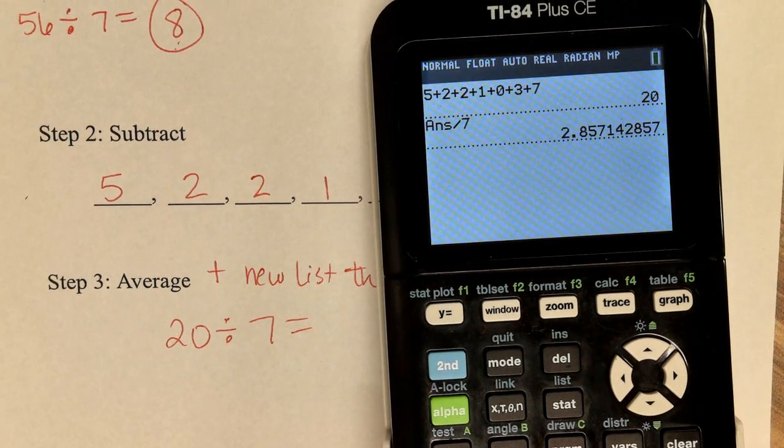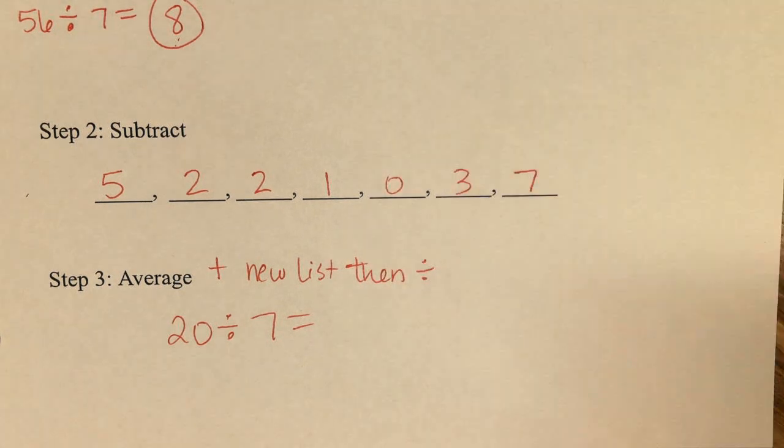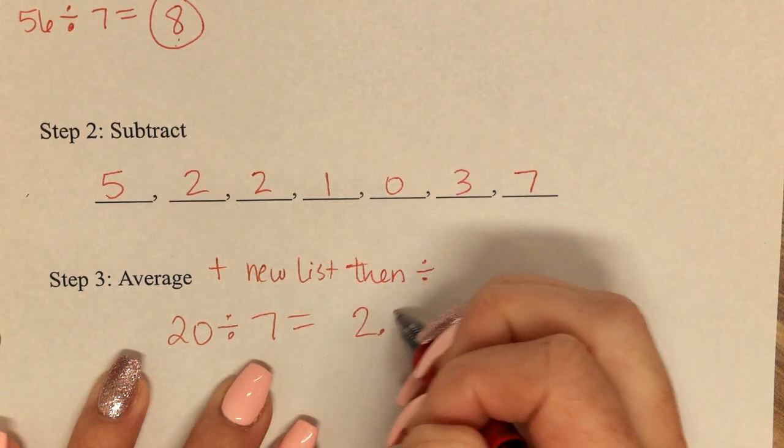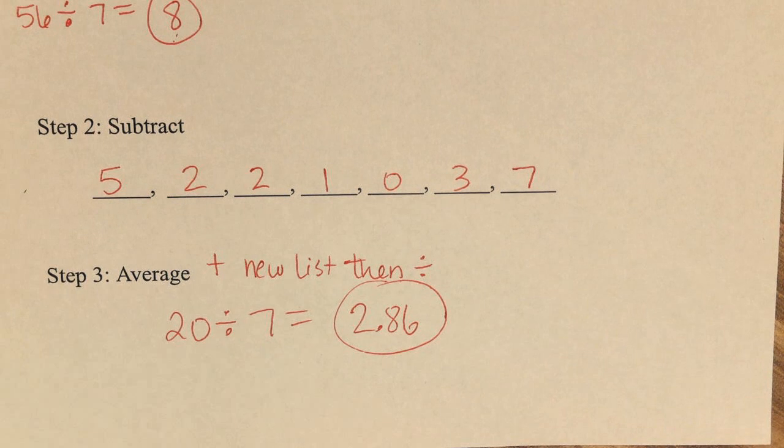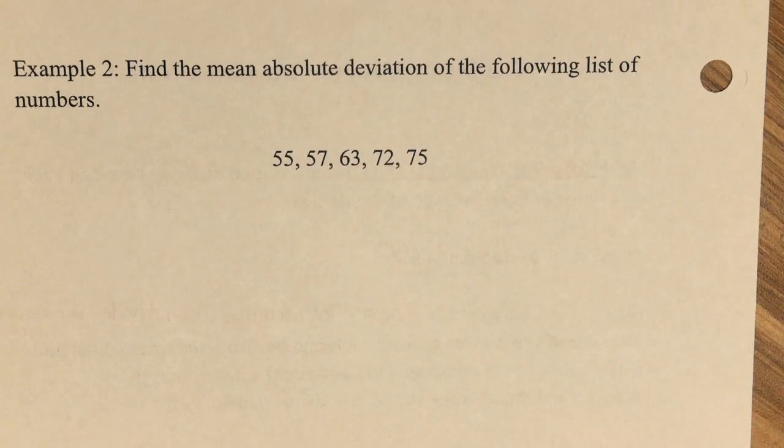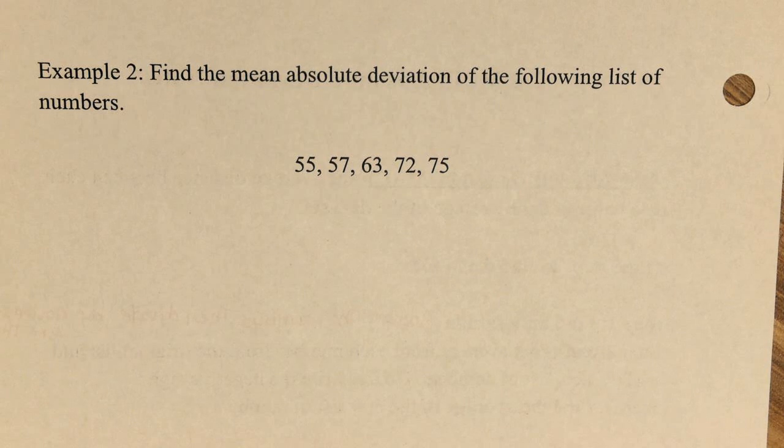If we rounded to the hundreds place, 2.86. This is called mean absolute deviation. It is the average distance from the average. Okay, flip to the back. We're going to do one more example, and then you're on your own.